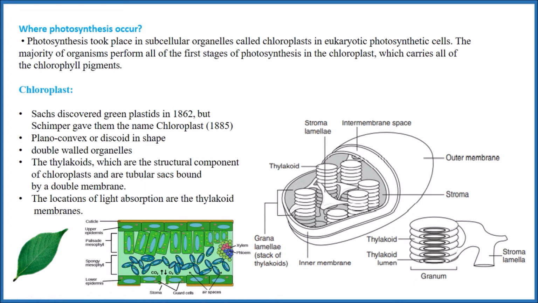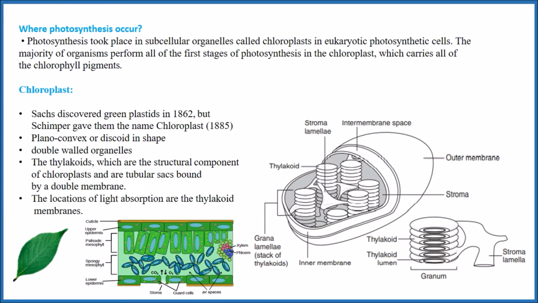In our previous lecture, we studied about photosynthesis. In this lecture, we will talk about where photosynthesis occurs. We will talk about chloroplast, we will talk about quantasome. We will also solve a previous year CSIR NET question. So let's start with this lecture.